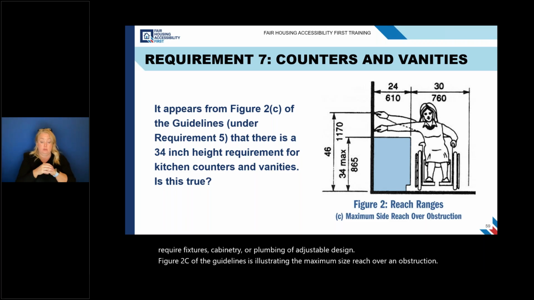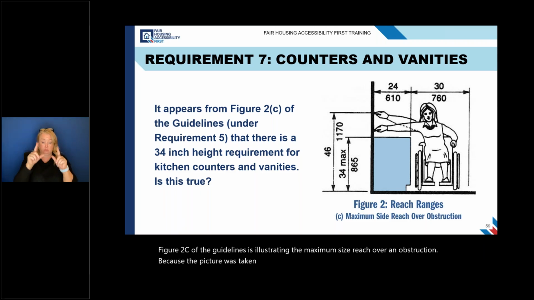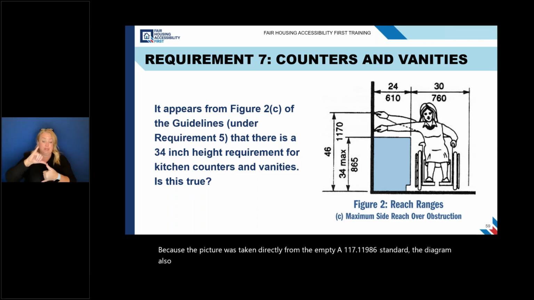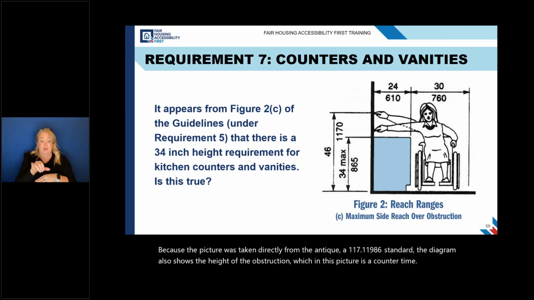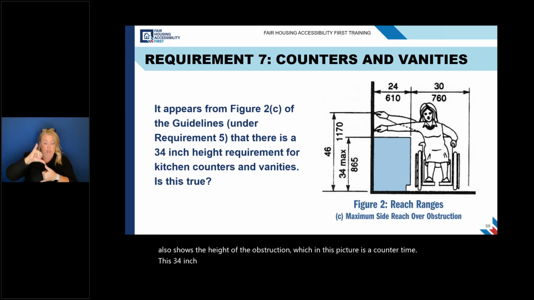Because the picture was taken directly from the ANSI A117.1 1986 standard, the diagram also shows the height of the obstruction, which in this picture is a countertop. This 34-inch height, however, should not be regarded as a requirement.